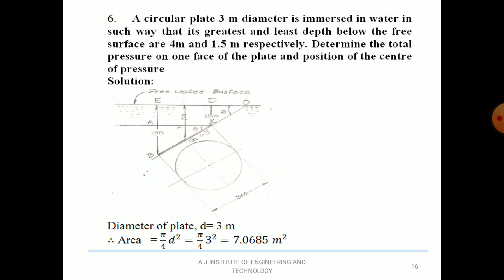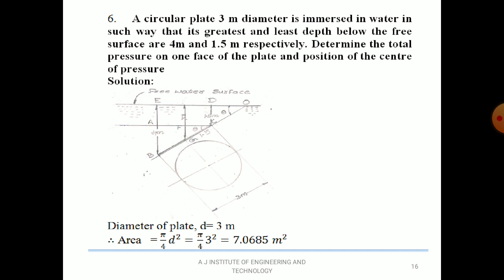Now the next problem, a very important problem. Many times it is asked in the final exam. There is a problem related to a circular plate. A circular plate 3 meter diameter is immersed in water in such a way that its greatest and least depth below the free surface are 4 meter and 1.5 meter respectively. Determine total pressure on one face of the plate and position of center of pressure.